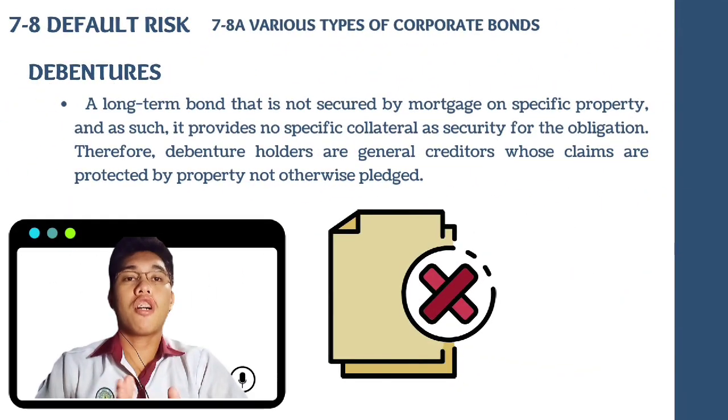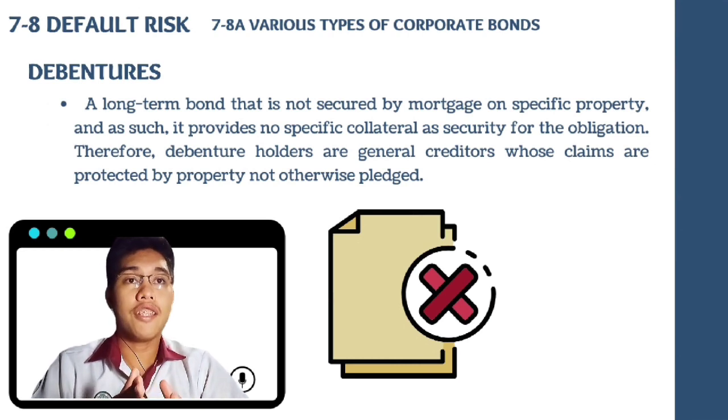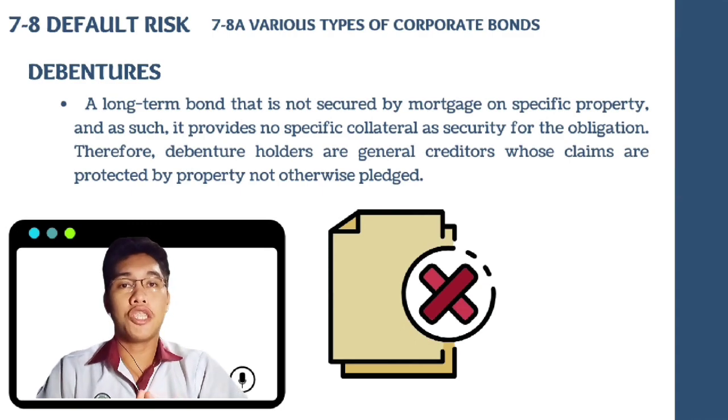For the second type of the corporate bond, which is the debentures, it is a long-term bond that is not secured by a mortgage on a specific property, tulad na lamang po ng designated properties and other assets. And as such, it provides no specific collateral as security for the obligation. Ibig sabihin po, debenture holders are general creditors whose claims are protected by property not otherwise pledged. To make it simple, debentures are unsecured bonds that are not backed by collateral and usually issued by corporations with strong credit ratings and therefore do not typically offer high interest rates.